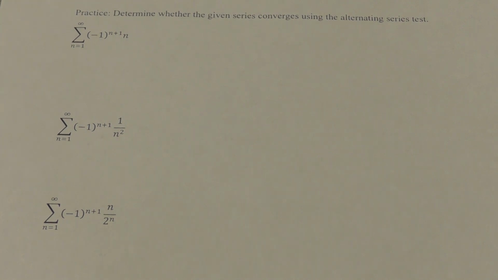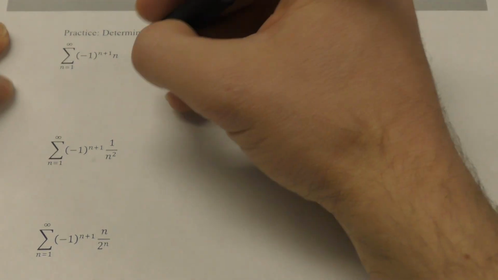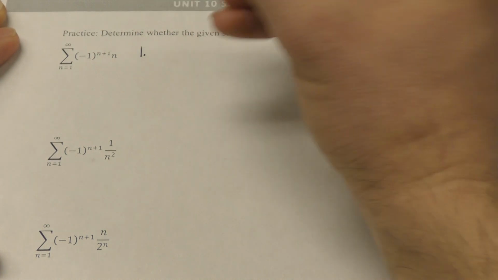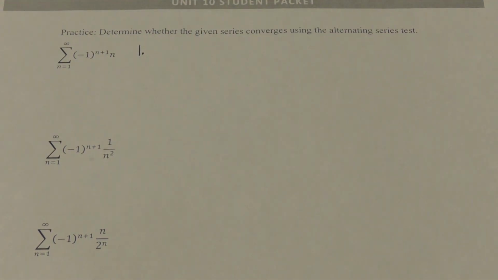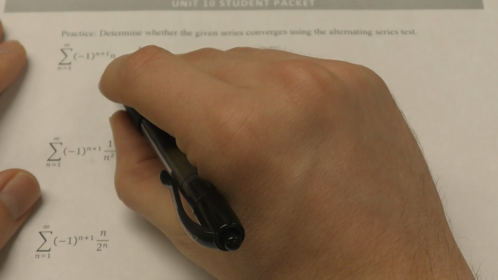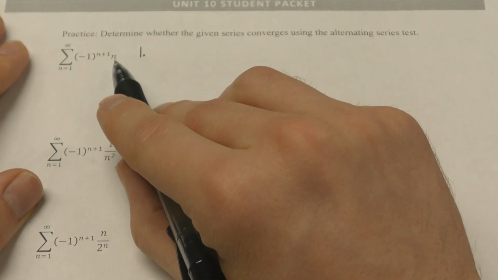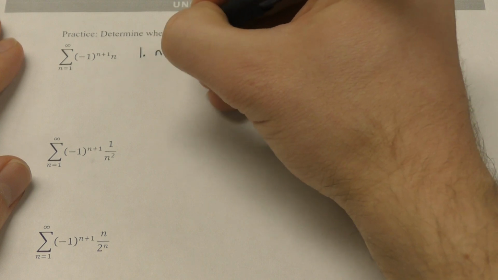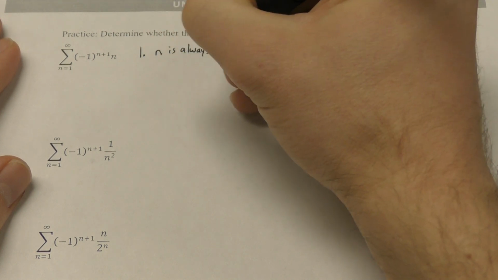We want to determine whether the given series converges using the alternating series test. As we saw, we have 3 things we need to check. First thing to check, number 1, we need to make sure that our term here that is not part of our alternating part is always positive. And from 1 to infinity, n is always positive. So that's fine.